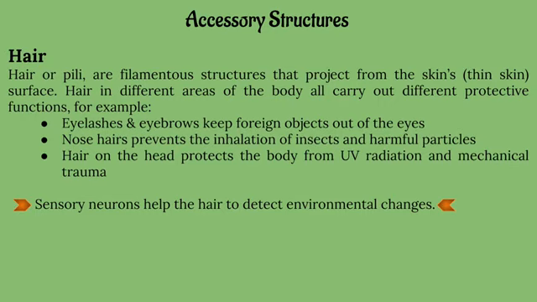The hair in the nose prevents inhalation of insects and harmful particles. Hair on the head protects the body from UV radiation and abrasions. The hair also has sensory neurons that contribute to sensation, and this is going to allow the hair to sense changes in the environment.